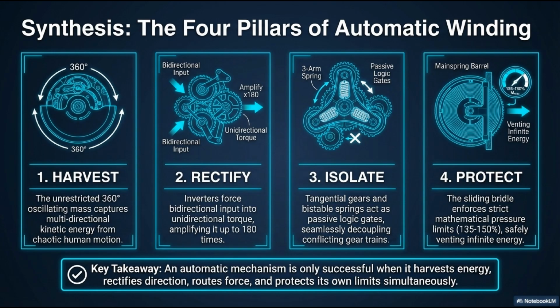Pillar 3, Isolate. The system must protect itself from its user. Tangential gears and bistable springs like the 3-arm spring act as passive, autonomous logic gates, seamlessly decoupling conflicting gear trains the instant the manual crown is turned, preventing catastrophic over-revving. Pillar 4, Protect. Finally, the sliding bridle enforces strict mathematical pressure limits, safely venting the infinite kinetic energy of the rotor to prevent the mainspring from snapping and the escapement from knocking. If any one of these 4 pillars fails, the entire watch dies.